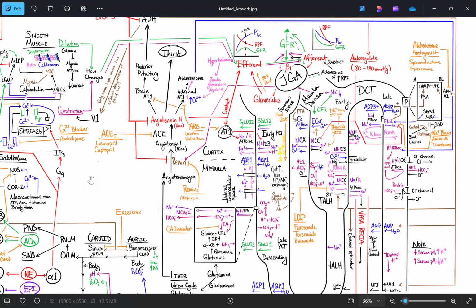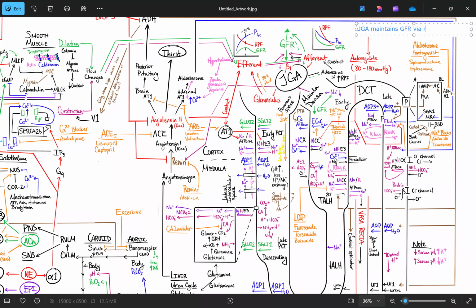So let's talk about some regulation. There's a lot here, so it's important to know the relationship of all these and how to affect things downstream. Starting again with the macula densa. If you have low GFR, you reabsorb more electrolytes early, so low sodium. When the JGA activates, it will do a few things to increase your GFR, because your kidneys want to filter at a certain rate.